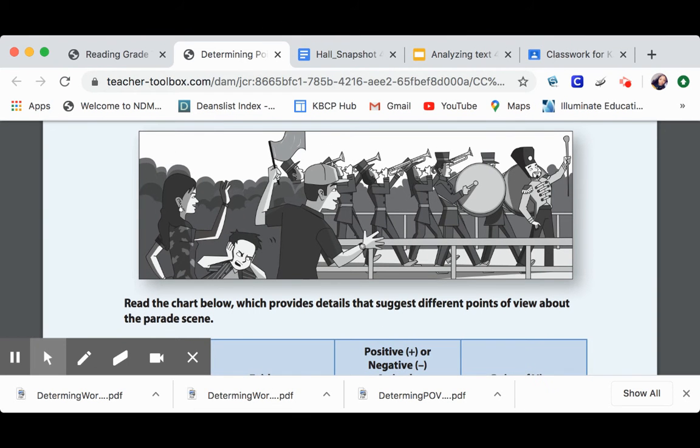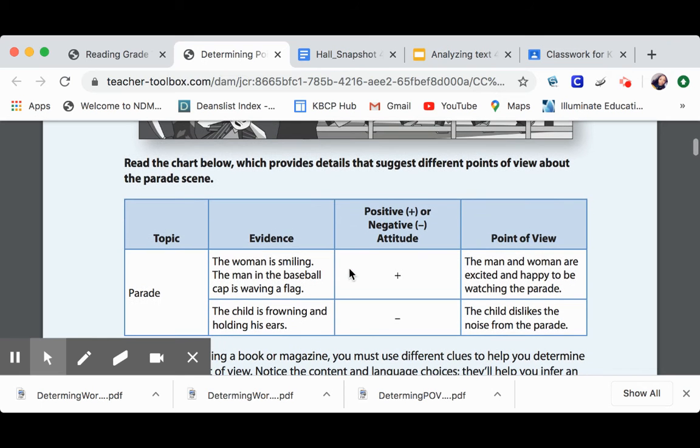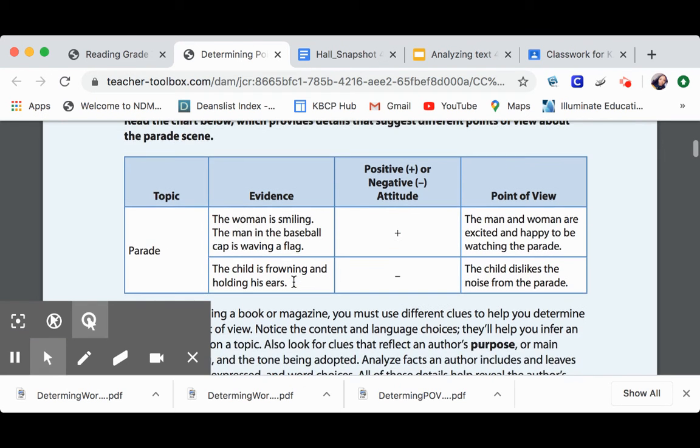I just want you to look at this chart first off. This chart has the details of the point of view from each person watching the parade, which is the man, woman, and the child. Okay, so the topic is the parade, the evidence: the woman is smiling, the man in the baseball cap is waving a flag. If you're smiling, that means you're happy about something. It's something that's bringing you joy, right? So that would be looked at as a positive thing. The man wearing the baseball cap is waving a flag.